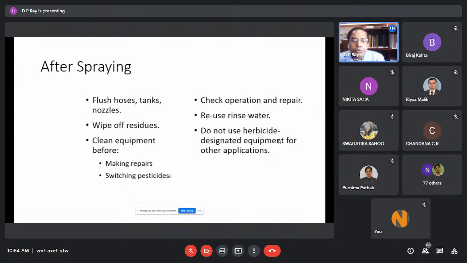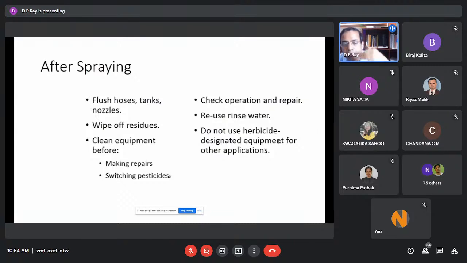And after spraying, people should flush the hoses, tanks, and nozzles. It is very important, because they have to wash the hose, the tanks and the nozzles, and wipe up the residues of whatever pesticides are there with water. That should be decanted in a place sufficiently far away, in the soil, not just anywhere they want. Also clean the equipment before making repairs. Suppose repairing is required, then it should not be sent to the repair shop with contaminated pesticides. Some liquids are there inside, but they have to be removed. It should be washed and cleaned properly, then sent.